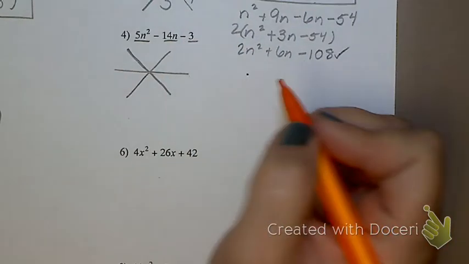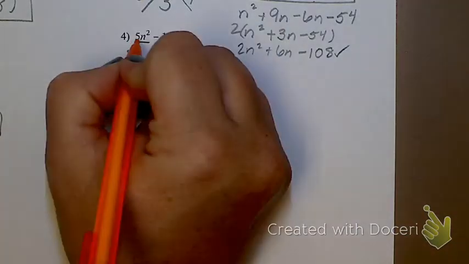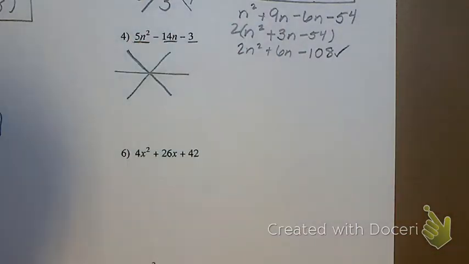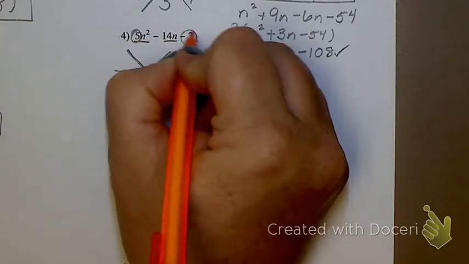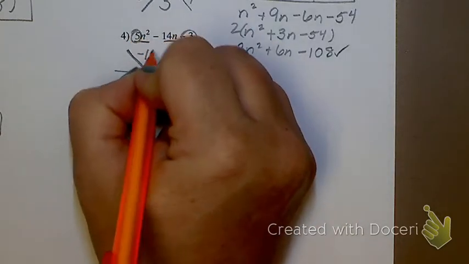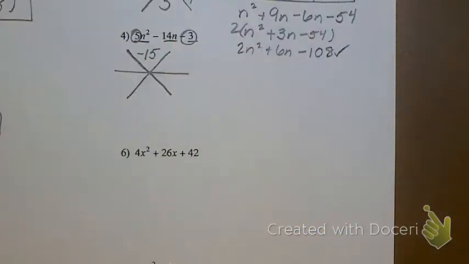What goes on top? I pressed too hard to write with these pencils. 5 times negative 3 is negative 15. What goes on the bottom? Negative 14.